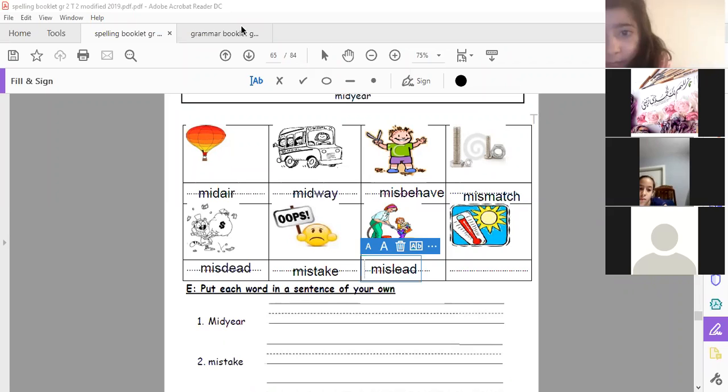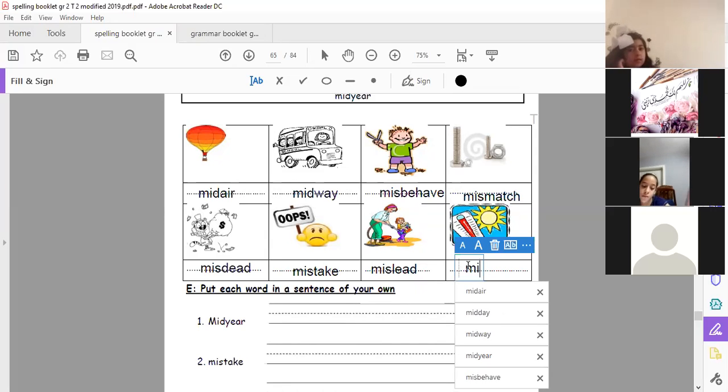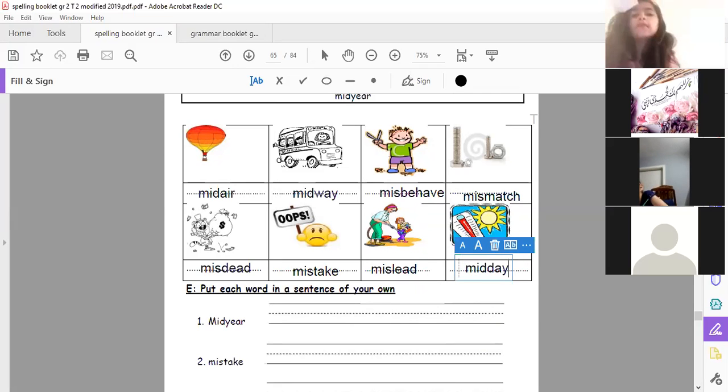Teacher, I'm here. Radia, make the last one. What is this picture for? Who are you? I am Aisha. Yes, Aisha. The last picture is what? Midday. Midday. Let's spell. M-I-D-D-A-Y. Yeah, thank you.